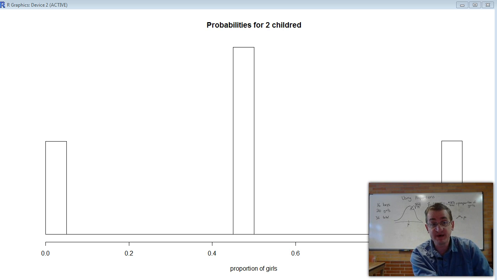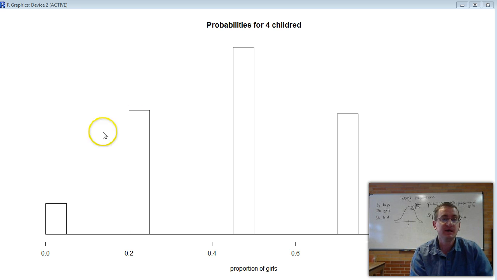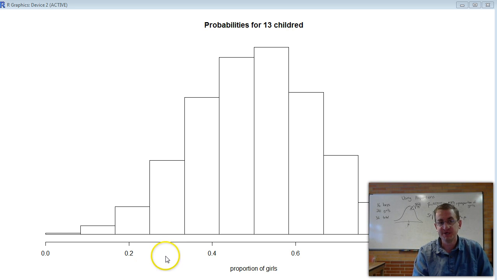Well, let's say you're like me. You want to have 4 kids. Can you see how we're starting to see a shape? It's not just lines. We can actually see that there's this mound. Let's say, my grandma had 13 kids. For 13 children, here's how it would look.